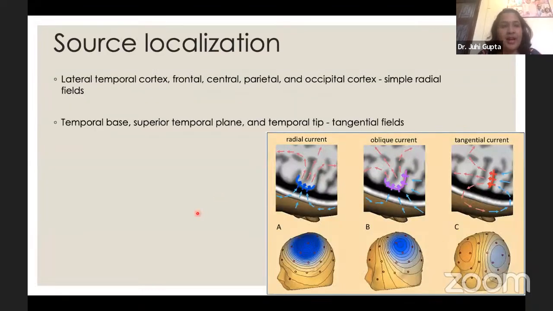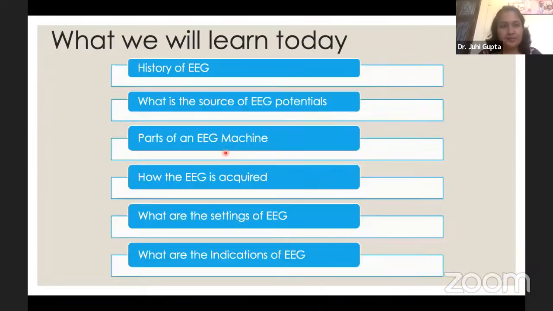Regarding source localization, as you would know, we are applying the electrodes on the scalp. The parts of the brain which are superficial, the lateral temporal cortex, frontal, central, parietal, and occipital cortex, are in direct contact with the skull. So they will generate radial fields. And the deeper parts of the cortex, like the temporal base, the superior temporal plane, and the temporal tip, will generate tangential fields. I will not talk in detail about tangential fields. They'll be included in subsequent talks.